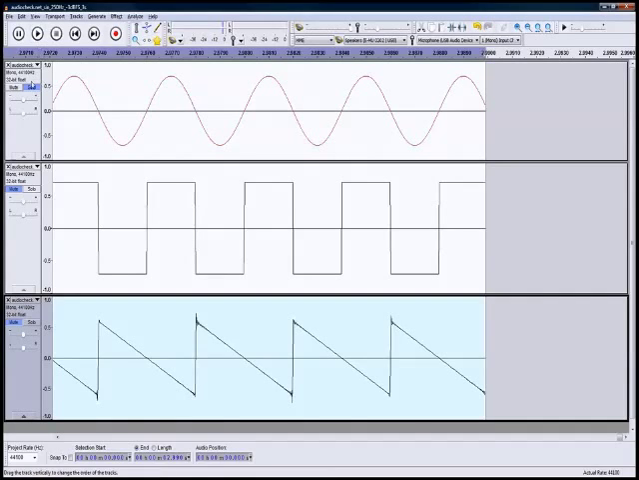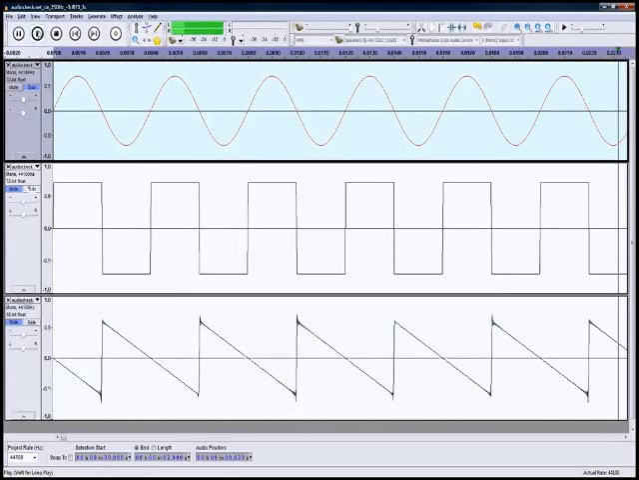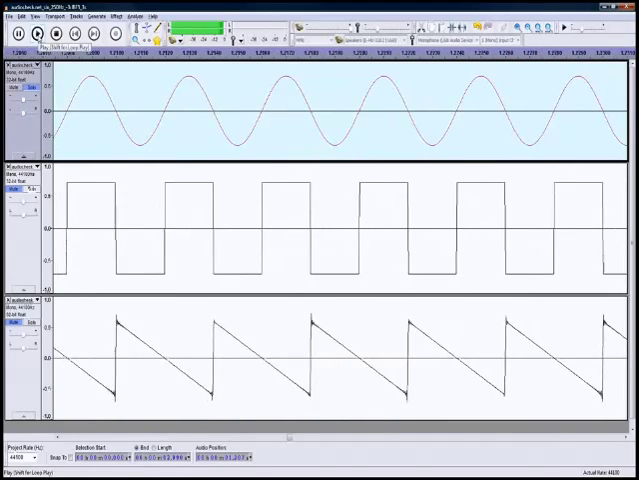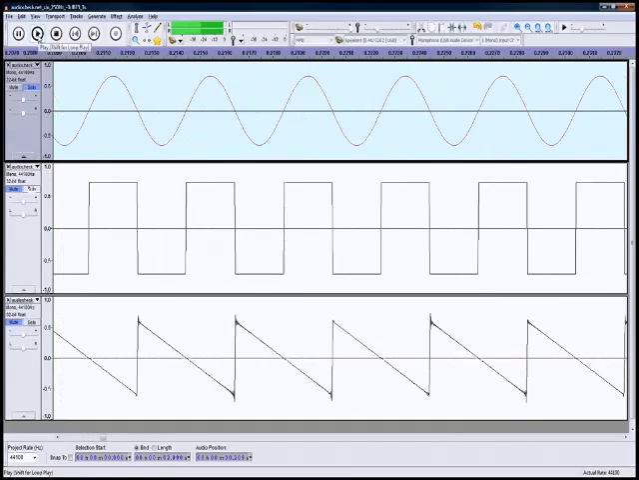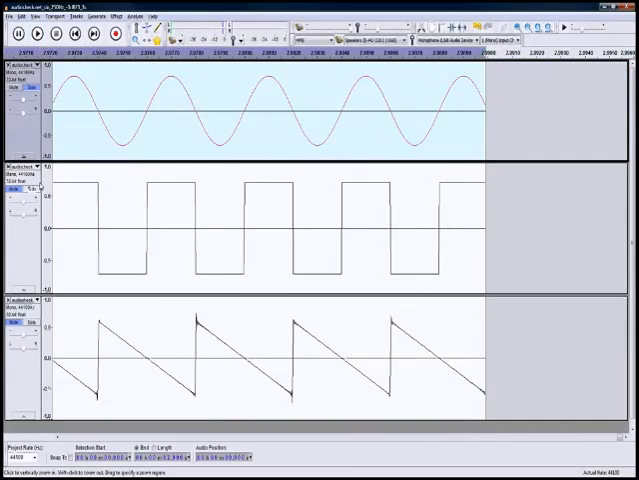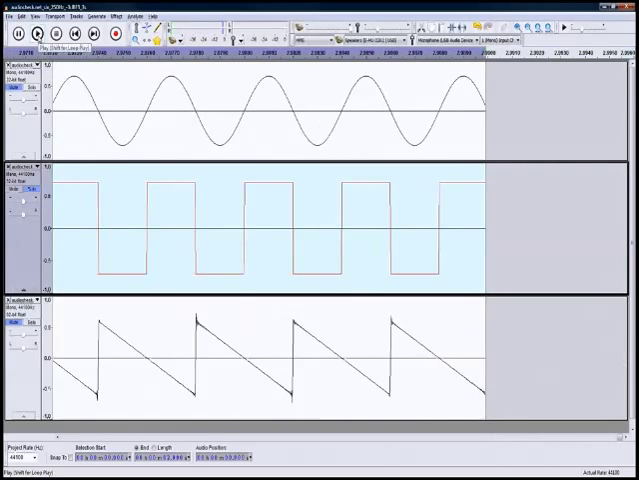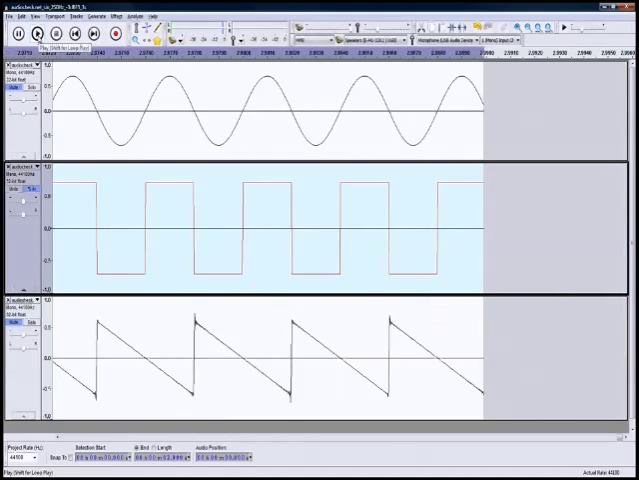Now, let's take a listen to them. This is our sine wave. Now we'll take a listen to our square wave. Notice that it sounds different from the sine wave. See if you can figure out how you would describe that difference.